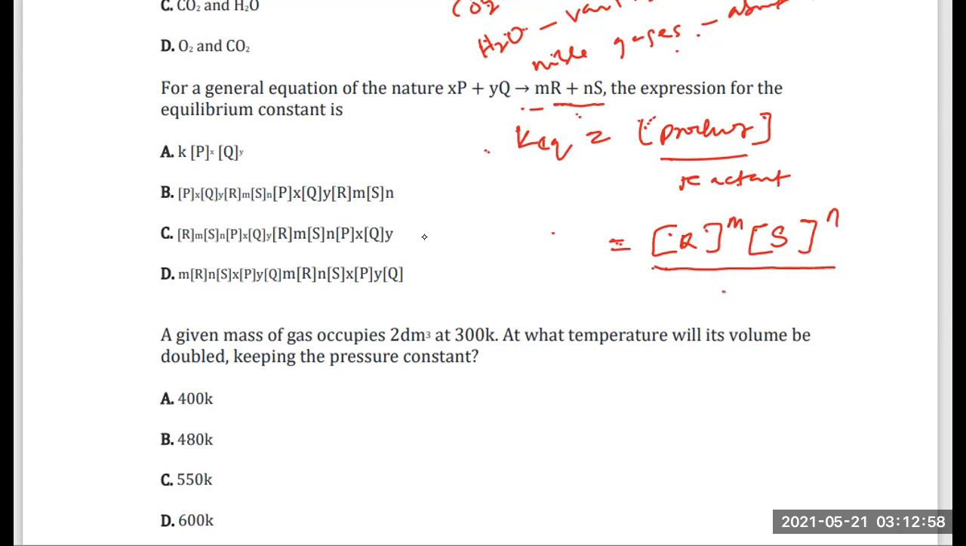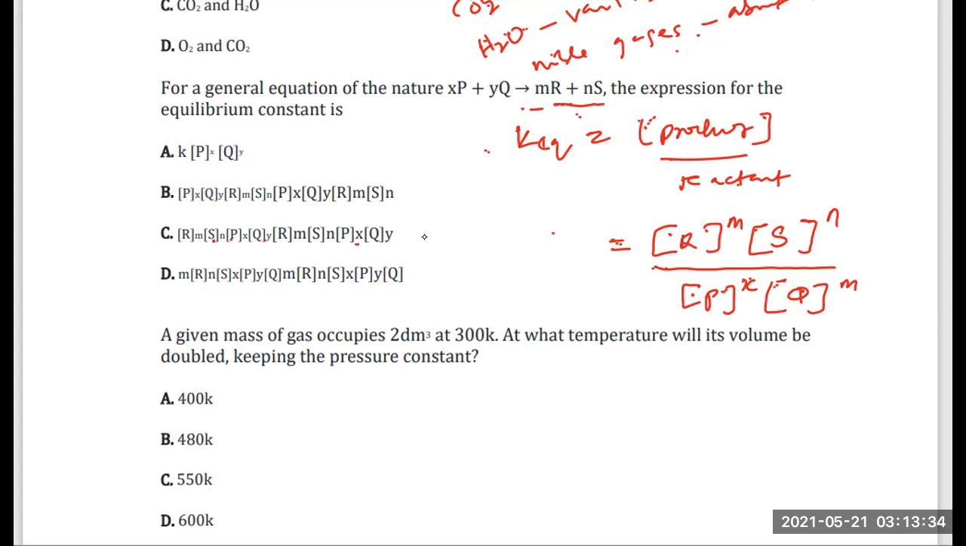Then I'll come to the reactant, which is P, and the mole is X. And of course, this is Q, which is the reactant, and the mole is M. So I'll just look at what is corresponding. So this is R^M S^N, over P^X Q^M.